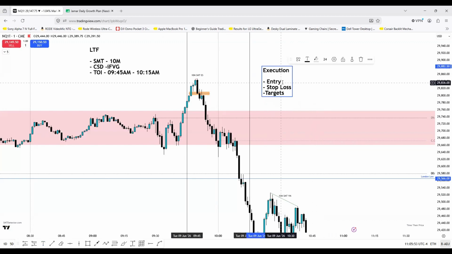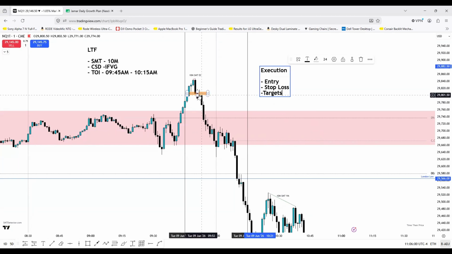So entry here, we entered off of the tap of this inversion gap. Once we see price tap back into the inversion gap after the close, right? Close below it, trade back into it.